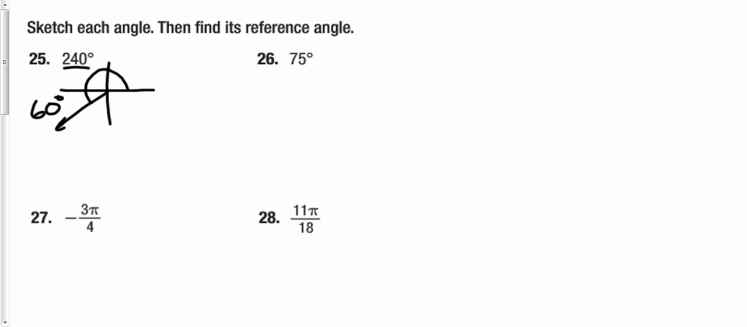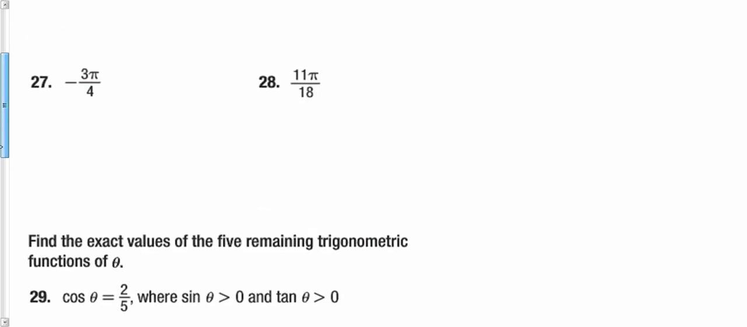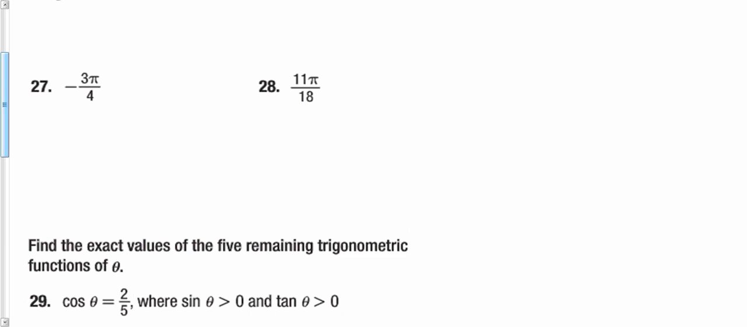For 26, for 75, the reference angle is just 75, right? It's not bigger than 90. We're looking for angles between 0 and 90 degrees, or in terms of radians, like number 27, between 0 and pi over 2. So for 3 pi over 4, if I was going to draw this, that's negative pi over 2, this would be negative 3 pi over 4. So my reference angle would be from negative 3 pi over 4 to negative pi, which is a positive pi over 4.